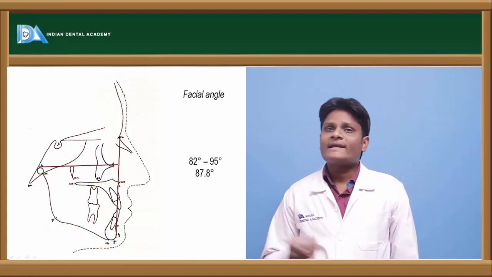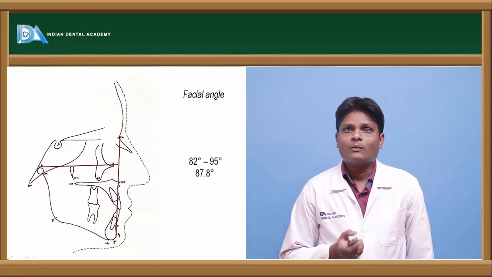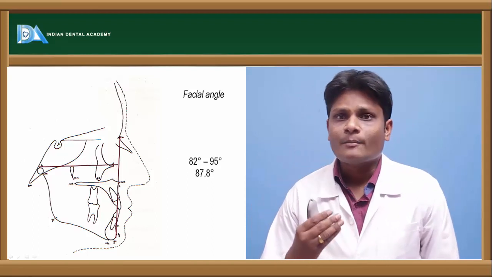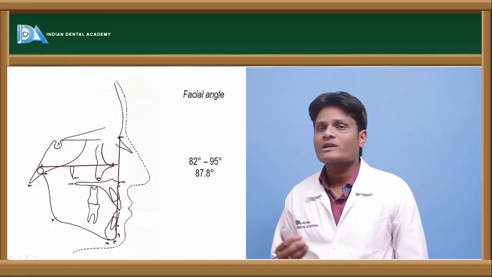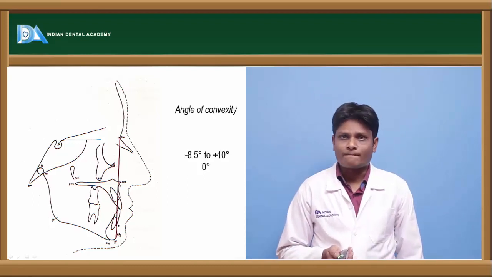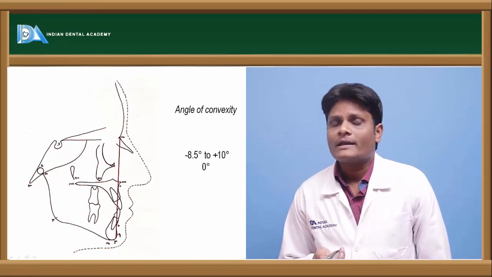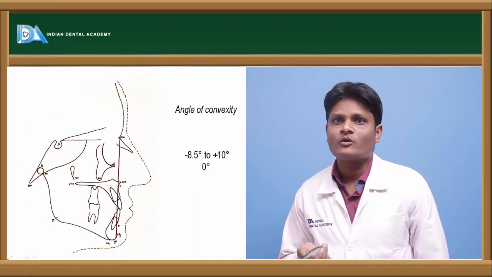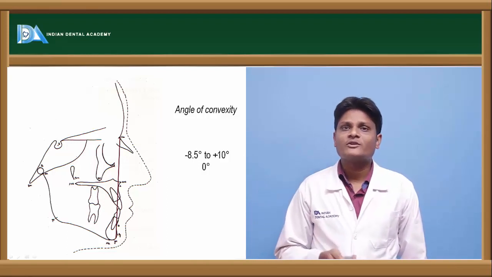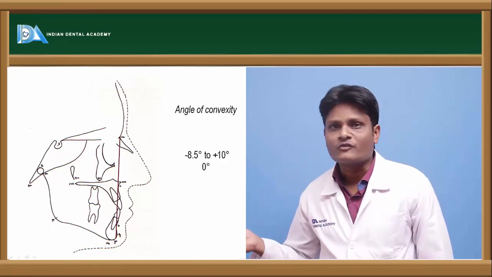If the angle is more than 87.8 degrees, it indicates that the mandible is prognathic. Whereas if the angle is less than 87.8 degrees, it indicates the mandible is retrognathic. This is the importance of facial angle. The next is angle of convexity. Here we draw a line from nasion to point A and from point A to pogonion. If both the lines fall in the same plane, then the face is said to be ideal according to Downs. The average angle of convexity is 0 degrees.